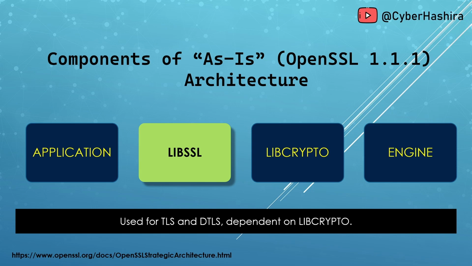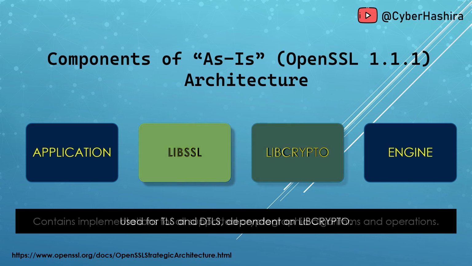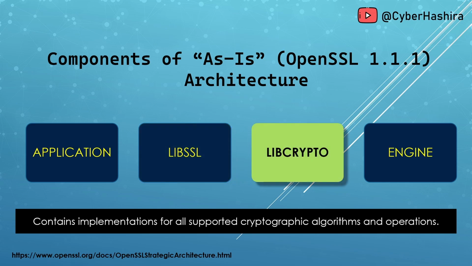libSSL is a component which has implementation for TLS and DTLS protocol. libSSL uses the libcrypto library to perform various SSL TLS related cryptographic tasks. libcrypto is the core library of OpenSSL, which contains the implementation for all cryptographic operations and algorithms. It also contains implementations for protocols such as CMS or OCSP. Whenever you want to execute a command to generate a key or to encrypt some data, those operations are processed by OpenSSL with the help of libcrypto library.